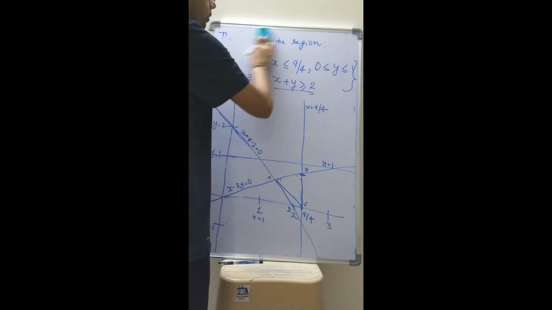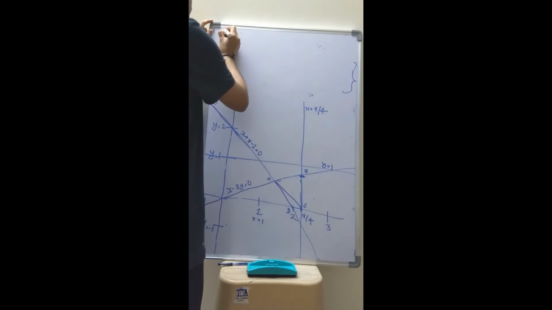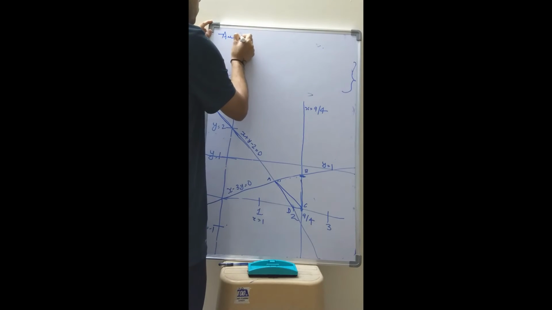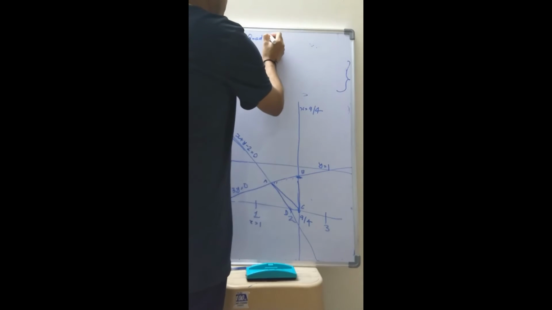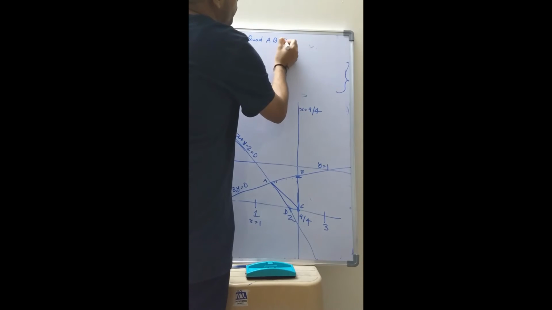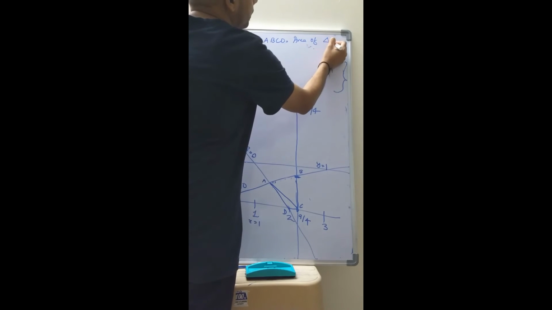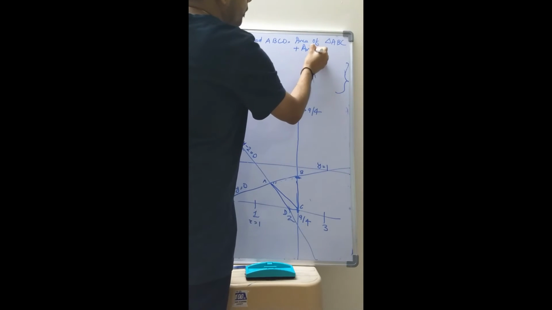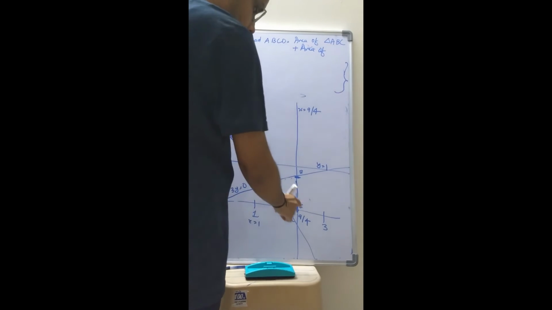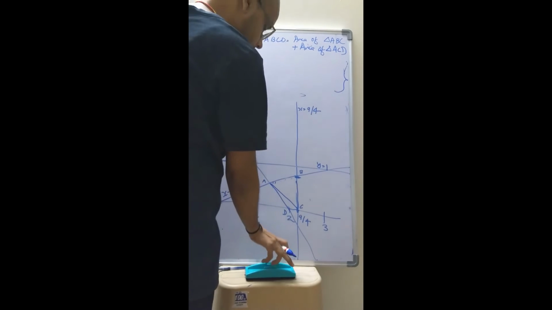Also I will erase this whole area. So the area of quadrilateral ABCD is equal to the area of triangle ABC plus the area of triangle ACD, correct?